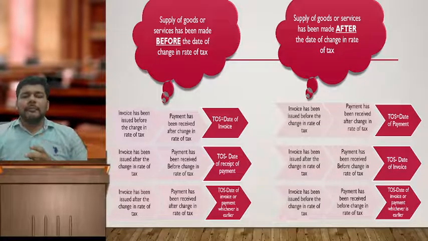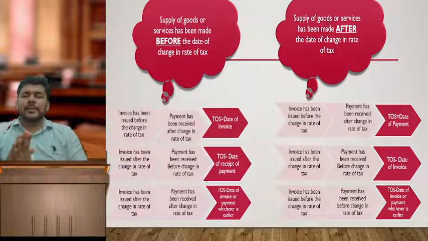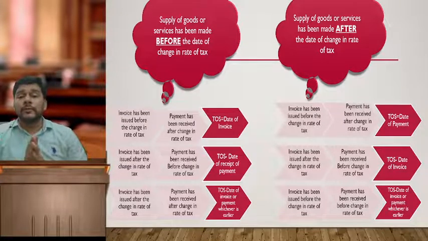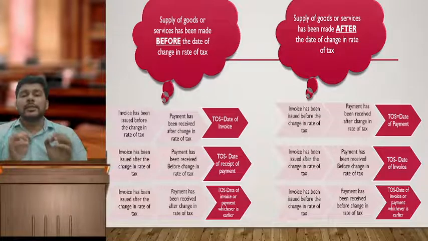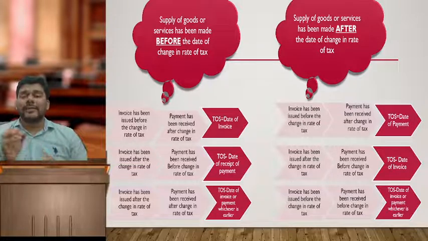Now, we have two possible verticals here. One is that supply has taken place before the change, or the supply of goods and services has taken place after the change. Here, when we say the change, it means the change in effective rate of tax. The effective date for making this new rate of tax applicable is 18th of July 2022.